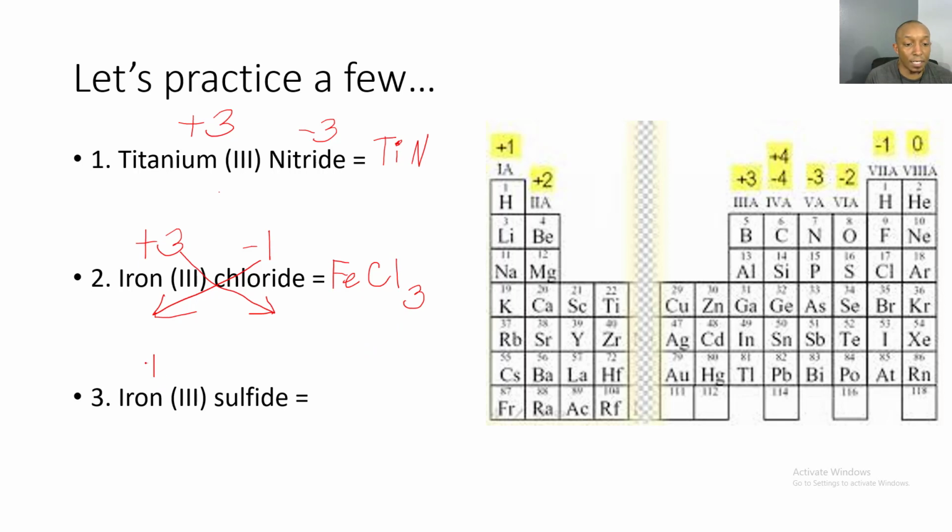Iron, once again, has a +3 charge, as identified right here, and sulfur has a -2 charge. A plus 3 and a negative 2 don't cancel out to 0, so we're going to use our cross method once again. Iron's chemical symbol is Fe. And we're going to put our 2 down here, right here. And then sulfur's chemical symbol is S. And so we're going to put a 3 right here. So the chemical formula ends up being Fe2S3. I know you did a wonderful job on this.